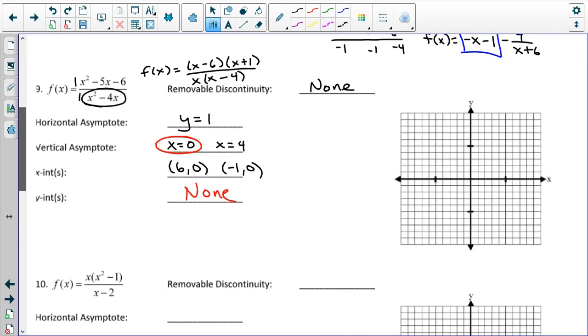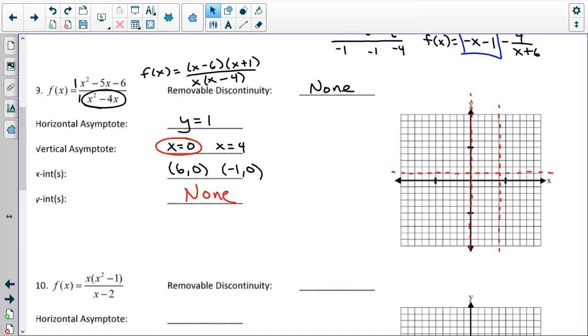So if I plot my vertical asymptotes at 0 and 4, my horizontal asymptote at y equals 1, and then I put my x-intercepts on the graph at x equals 6 and x equals negative 1, then I just have to basically plot my function. So as I'm plotting my function, the graph will look something like this. And the graph should look something like that as I go on.